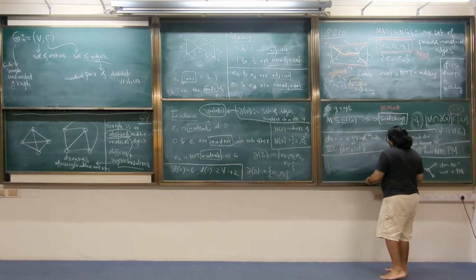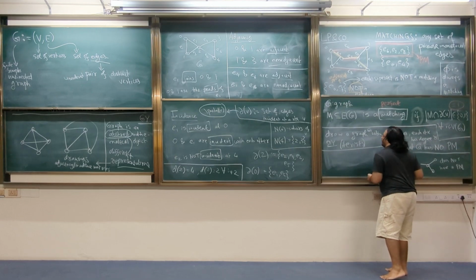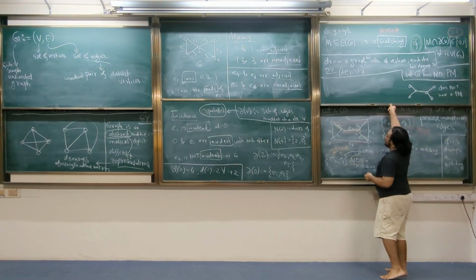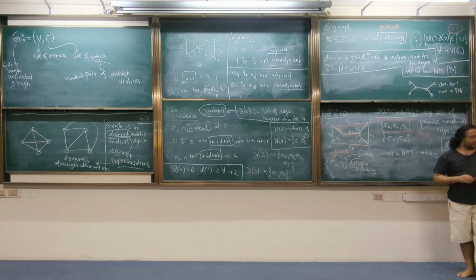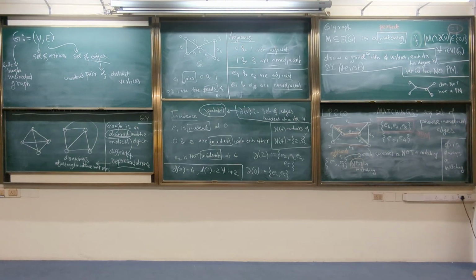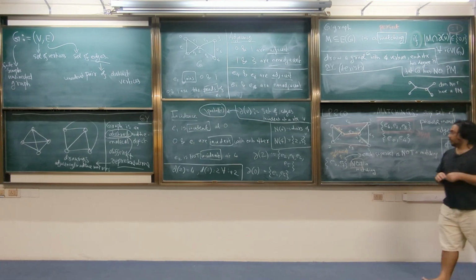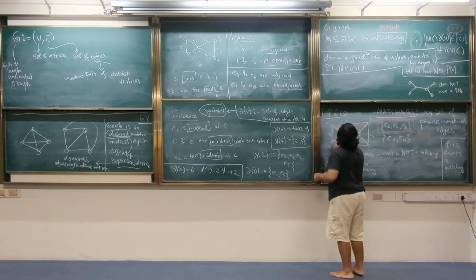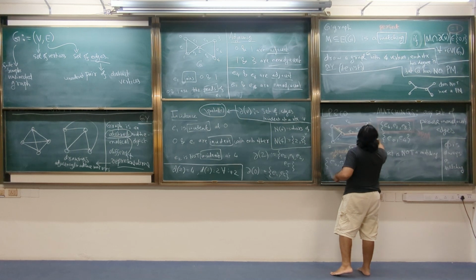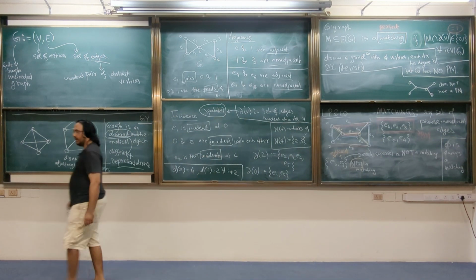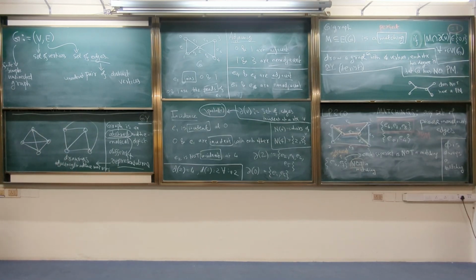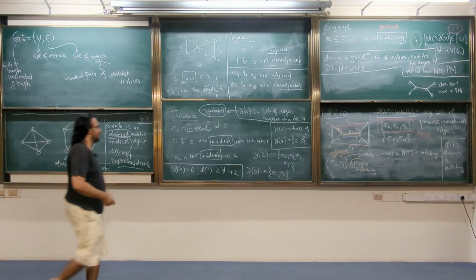For example, this graph that we drew earlier, we saw a pink perfect matching. Can somebody give me another perfect matching in the same graph? E2, E7, and E5. The blue perfect matching. Okay, good. So what's next?